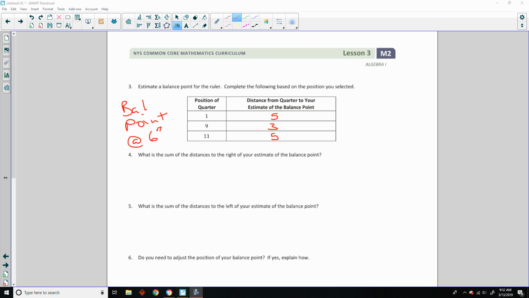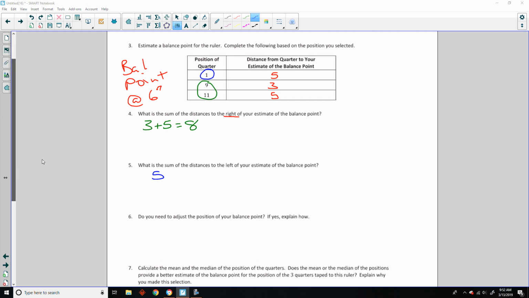Okay, number 4 says, what is the sum of the distances to the right of your estimate of the balance point? To the right means greater than 6, so that's these two. So the sum of my distances is 3 plus 5, which equals 8. What is the sum of the distances to the left of your estimate? Well, to the left is any value less than 6, which is 1, and the sum of the distance is just that one value of 5.